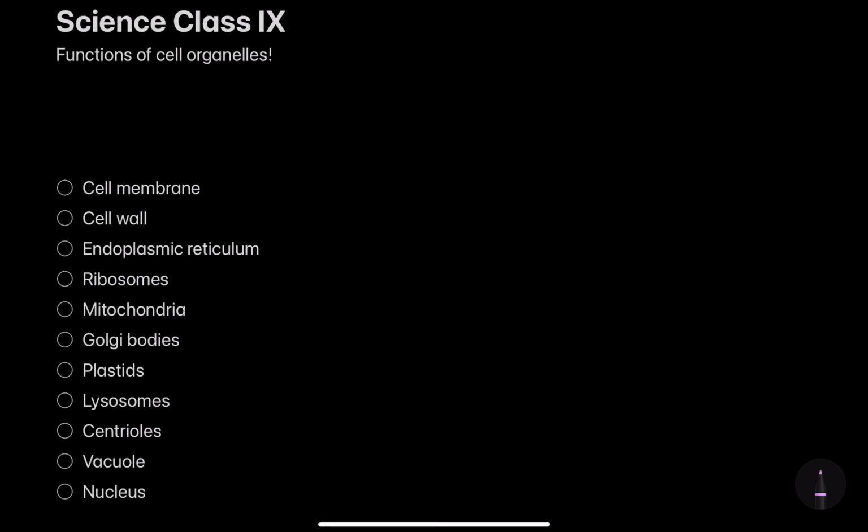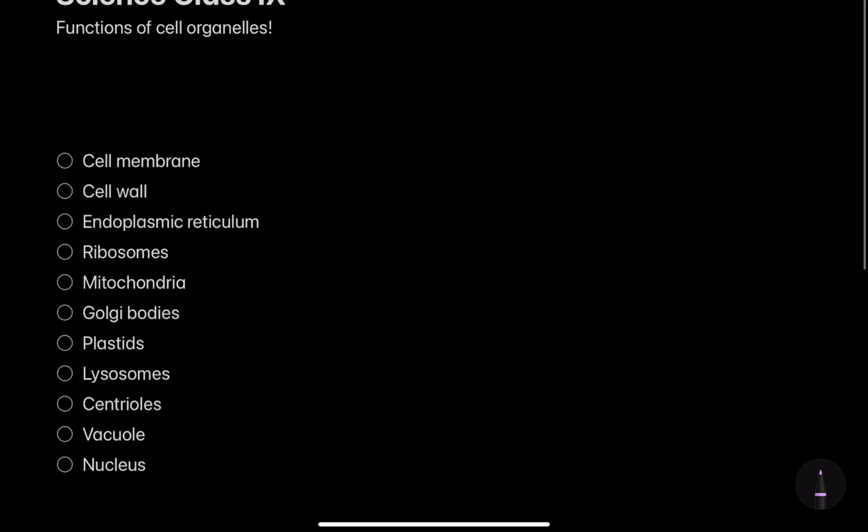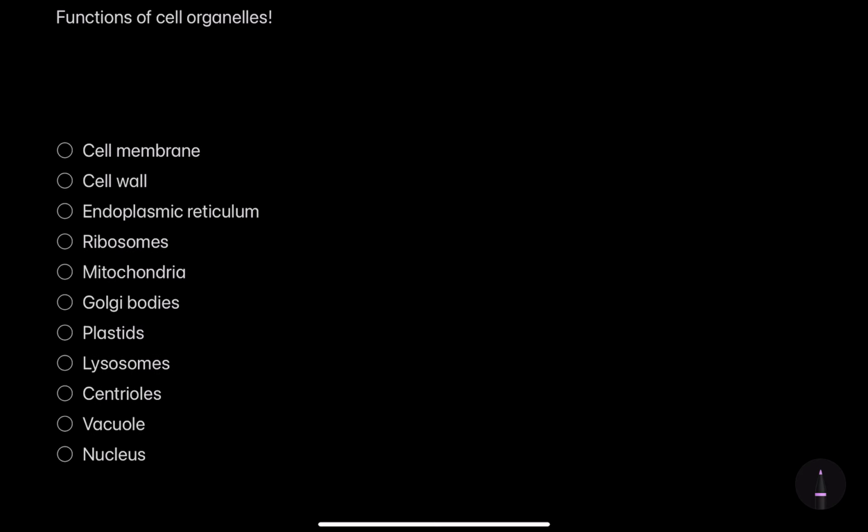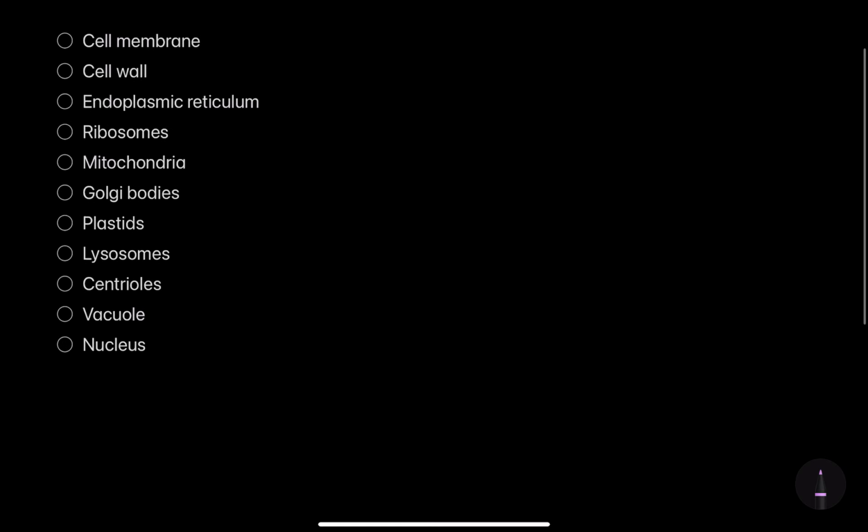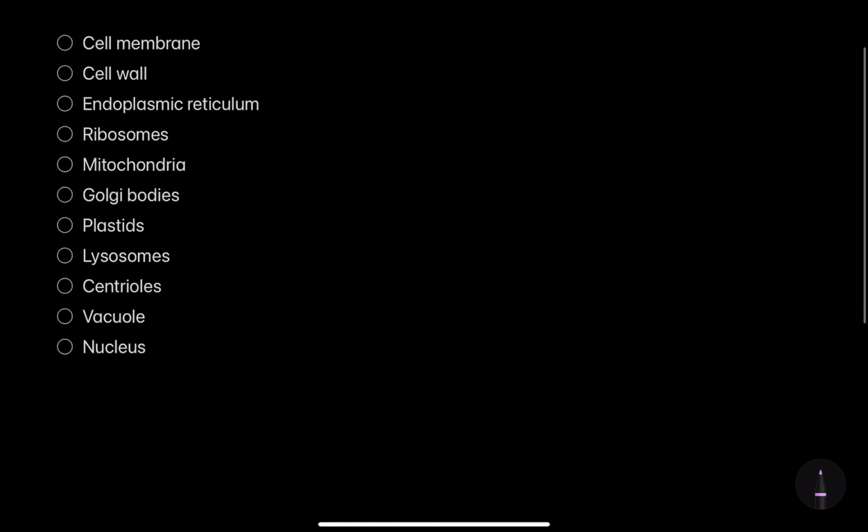Let us look into the functions of cell organelles in this video. We are going to cover the cell membrane, cell wall, endoplasmic reticulum, ribosomes, mitochondria, Golgi bodies, plastids, lysosomes, centrioles, vacuole, and the nucleus. So the first organelle is the cell membrane, right?